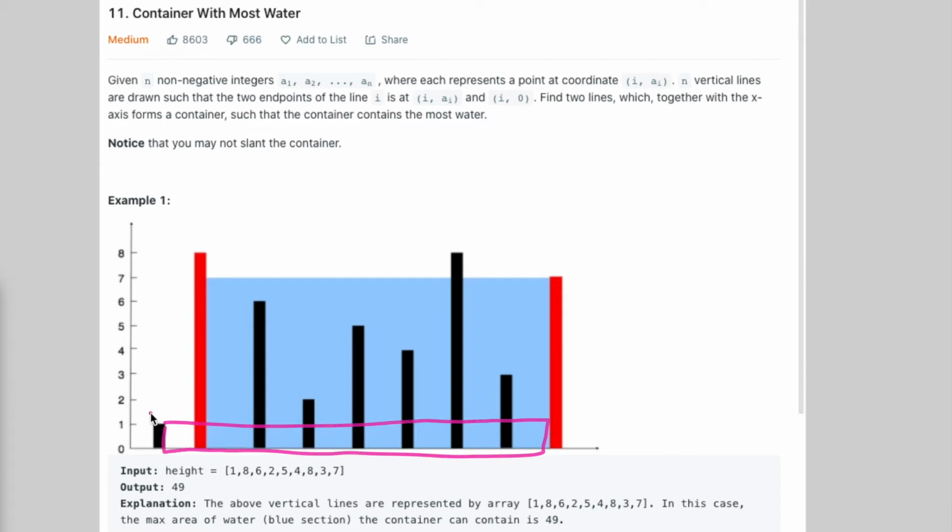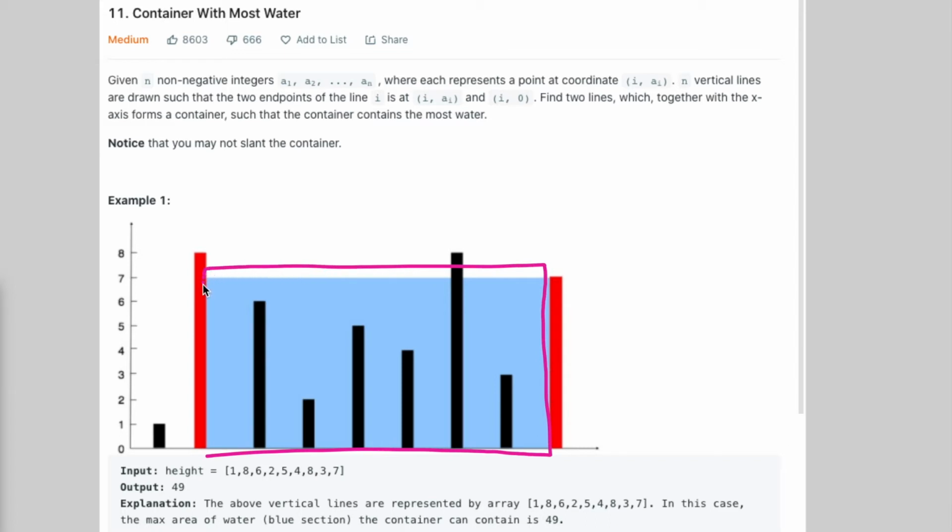If we move the first index to the second index, now we will have 8 and 7. The minimum height is 7 and the distance is 7. So 7 multiplied by 7 is 49, which is the biggest container so far, compared to 8. All those steps will be explained in the second section of this video, which is an animated explanation of the code. So let's go ahead and deep dive into the solution.